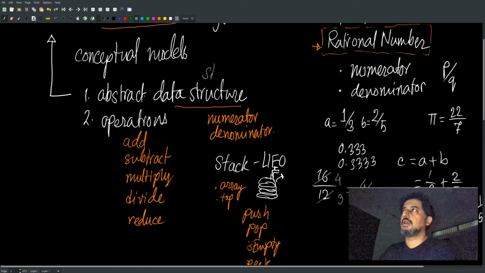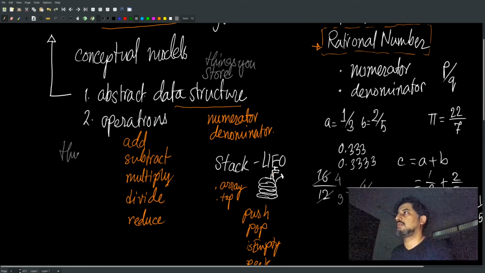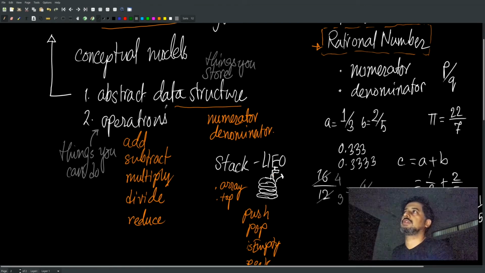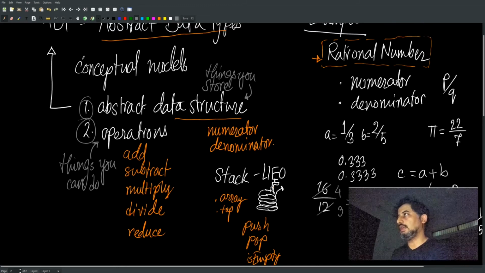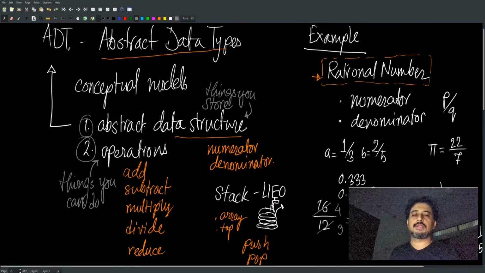The data structure is about what are the things you can store, and I cannot spell store. Now I can. All right, what are those items that you are going to store, and what are the things you can do? Things you store and things you can do. So things you can do define the operations, and things you store define the abstract data structure. Altogether, these two things define the ADT. So that's pretty much it.